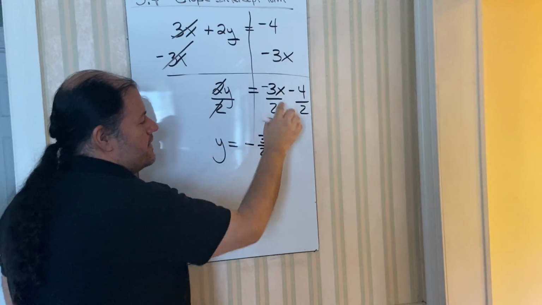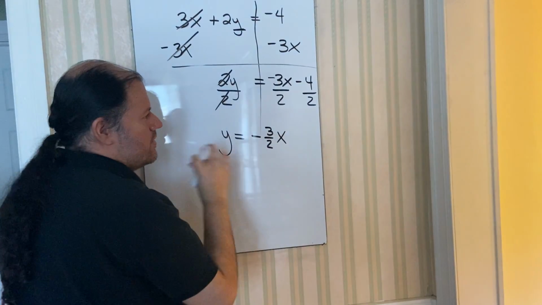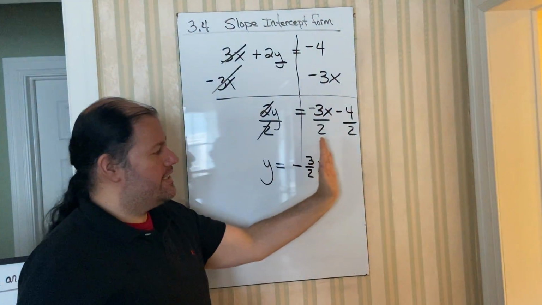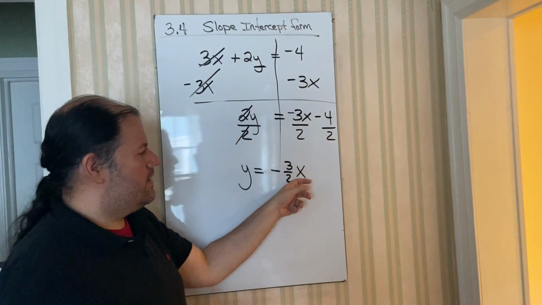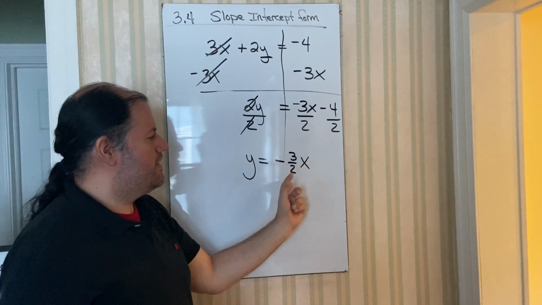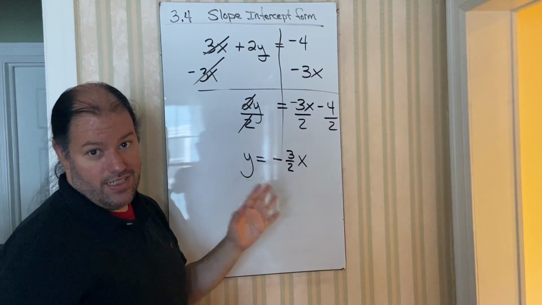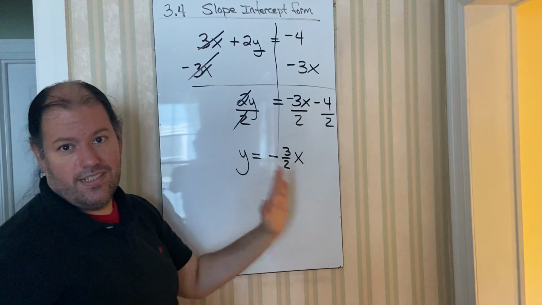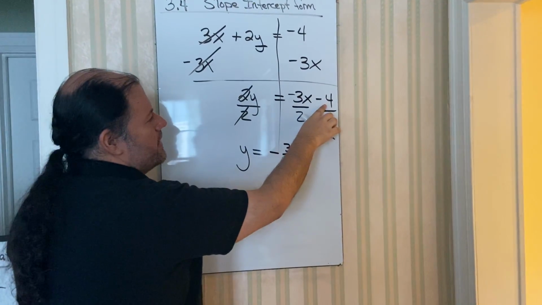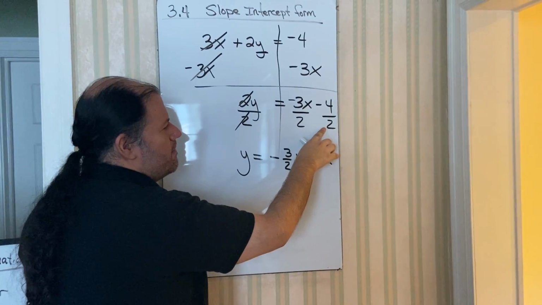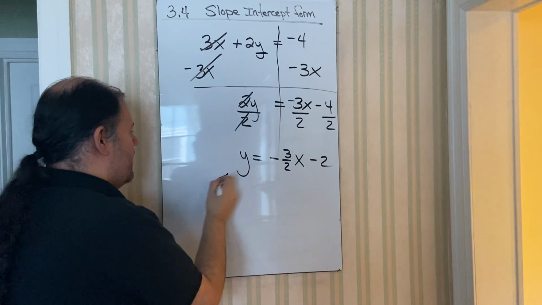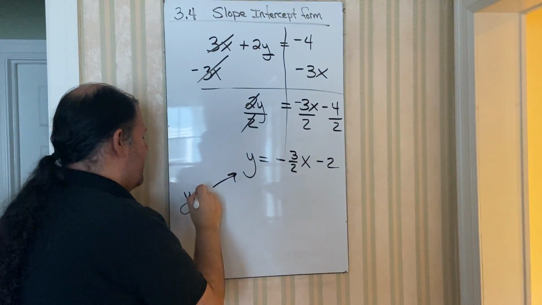This x, since it's on top, I can slide it over. Anything that's on top, you can technically slide it over. The reason why is, remember, you can put this over 1. So top times top, that's how I get 3x. 2 times 1 is 2. So anything on top, you can just slide it over away from the parentheses. And then here, negative 4 divided by a positive 2 is going to be a negative 2. Now you can see y is by itself.